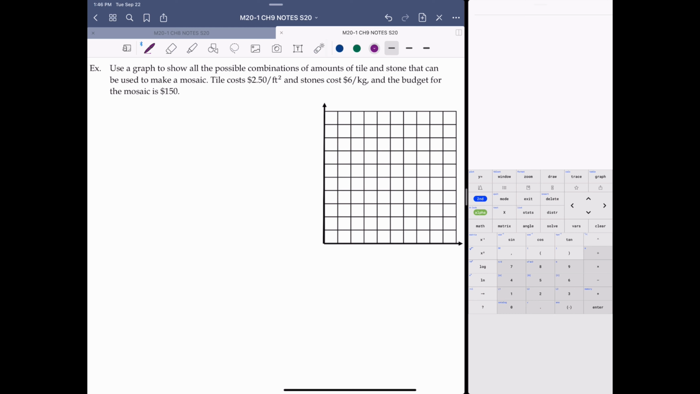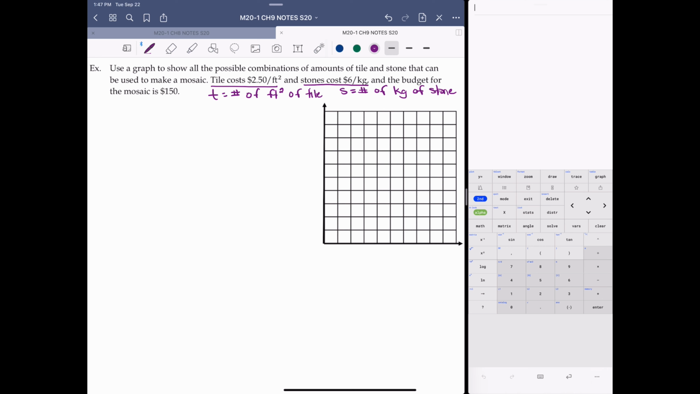Use a graph to show all possible combinations of amounts of tile and stone that can be used to make a mosaic. Tile costs $2.50 per square foot, and stone costs $6 per kilogram, and the budget for the mosaic is $150. Let's let T equal the number of square feet of tile, and S equal the number of kilograms of stone.